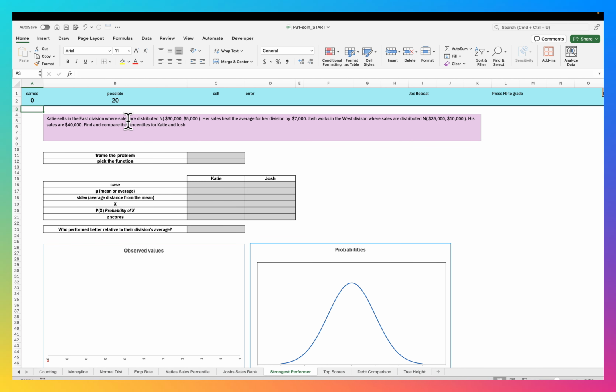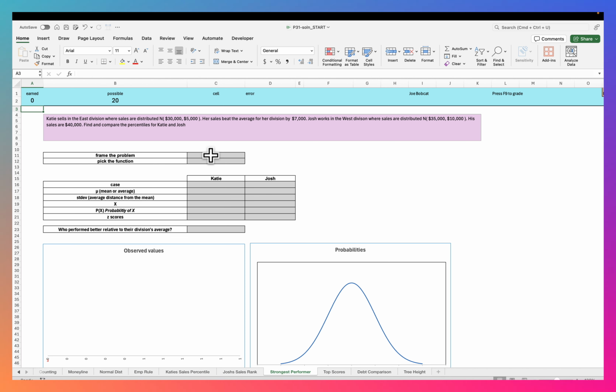So Katie sells in the East Division where sales are distributed N(30,000, 5,000). When you see this N, it stands for normally distributed, with a mean of 30,000 and a standard deviation of 5,000. Her sales beat the average by 7,000. Josh works in the West. His sales are distributed N(35,000, 10,000). His sales are 40,000. Find and compare the percentiles. In other words, who's the better salesperson? Because they're selling in districts that have different means and different standard deviations.